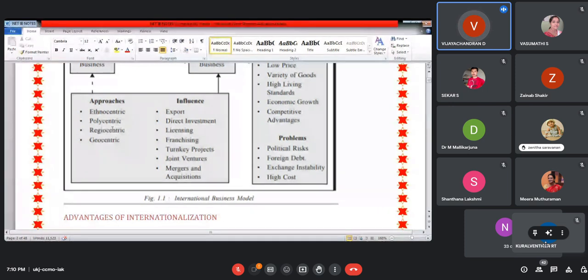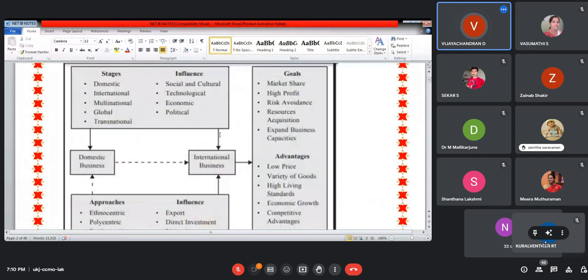These are all the approaches. Earlier I told the mode, the way of entering into the international market, but this is approaches. Okay, here I told the way of entering into the foreign markets. So from this chart only you can get 4 marks. That is the reason I have given it in a compiled way. The chart we should not neglect.